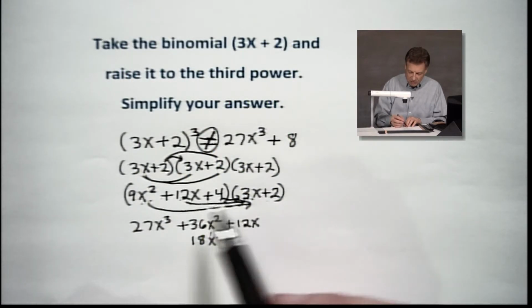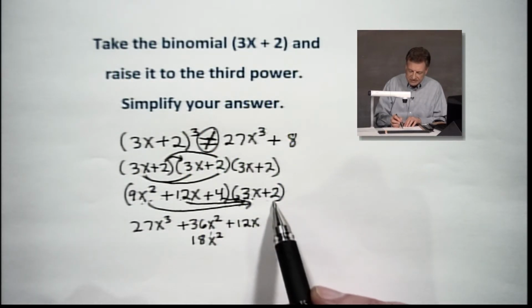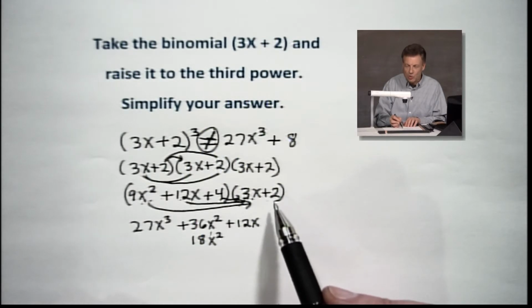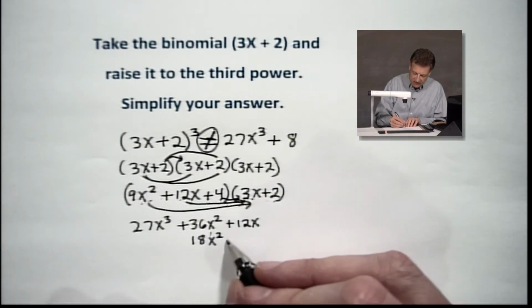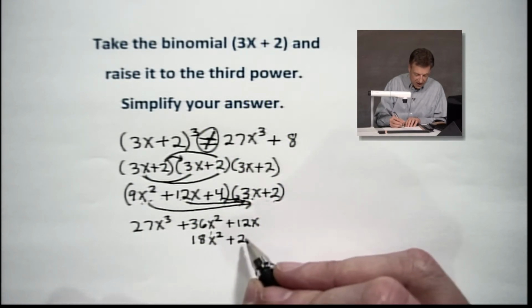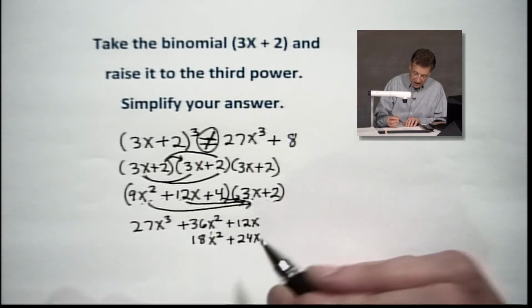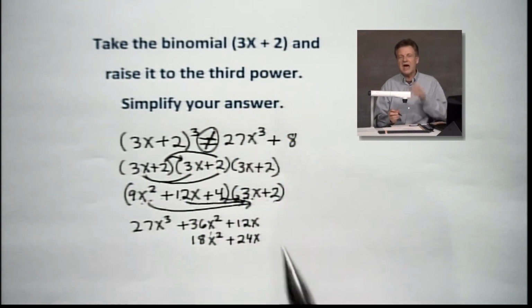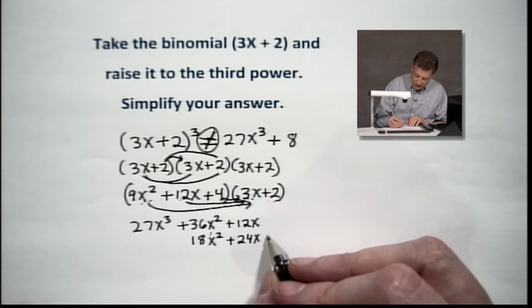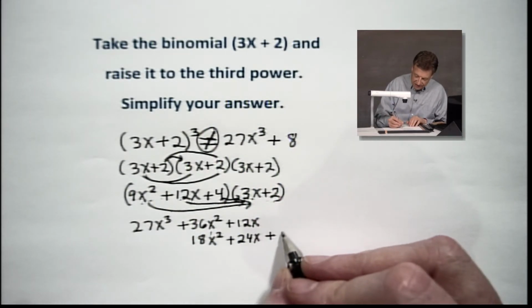Now, my next little moment is I've got 12x, and I'm going to take it times this 2. Remember, we're now working with the 2. So 12x times 2 is going to give us 24x. I like that. And you've been waiting for the 8, right? Well, you got it right there. 4 times 2, that's going to give us 8.